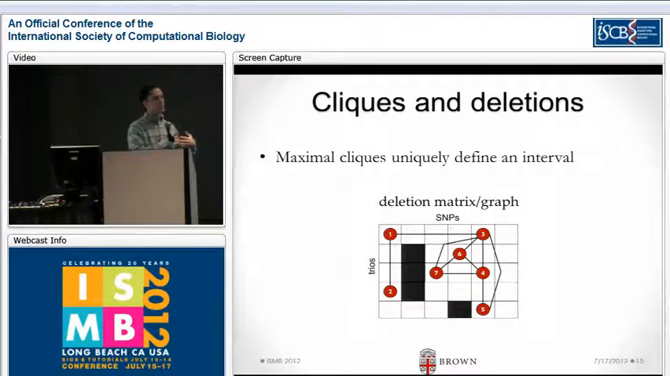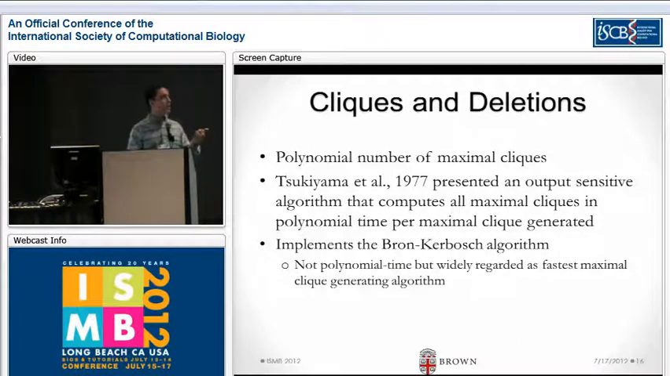So one of the results that we present in our paper is that there is this correspondence between maximal cliques and intervals. Each maximal clique uniquely defines an interval in the deletion matrix. And this is just an example where we have 4 maximal cliques and 4 intervals. This is actually really nice because we know we have a polynomial number of maximal cliques in the deletion matrix. Therefore, we have a polynomial number of intervals.